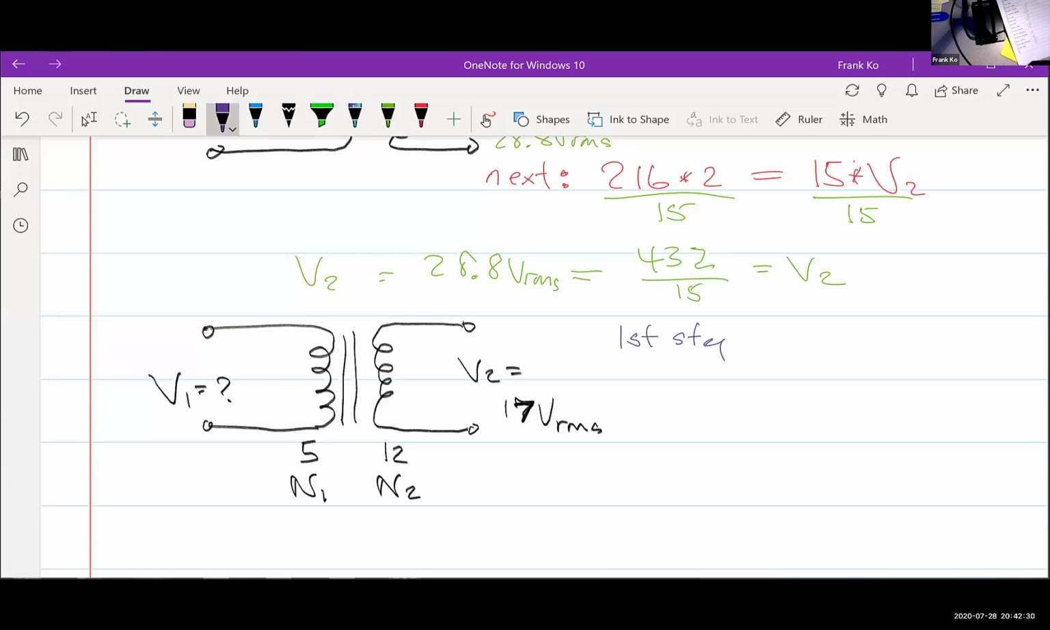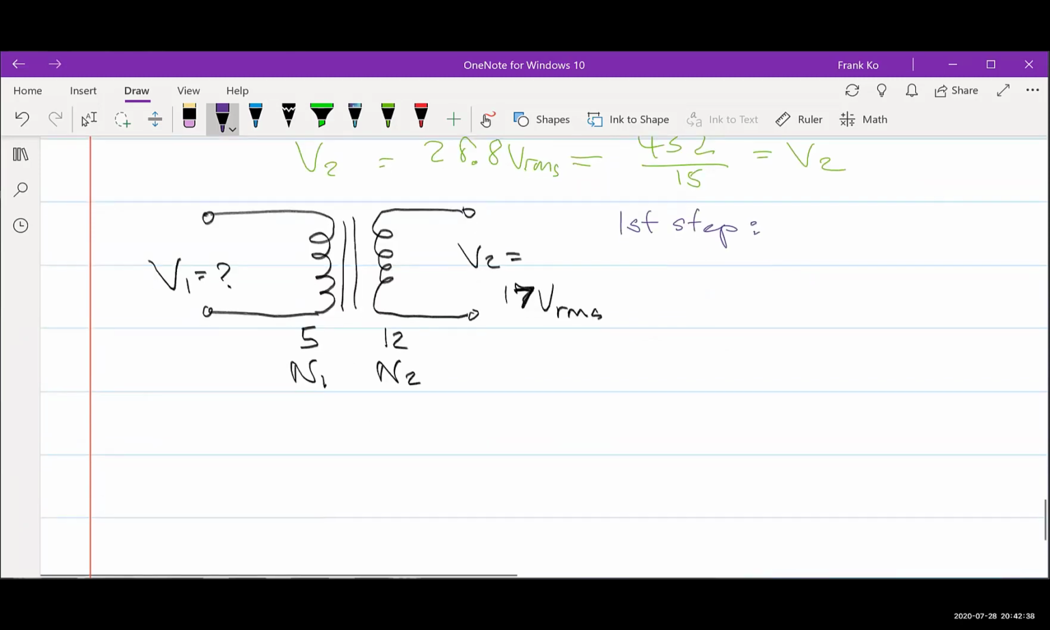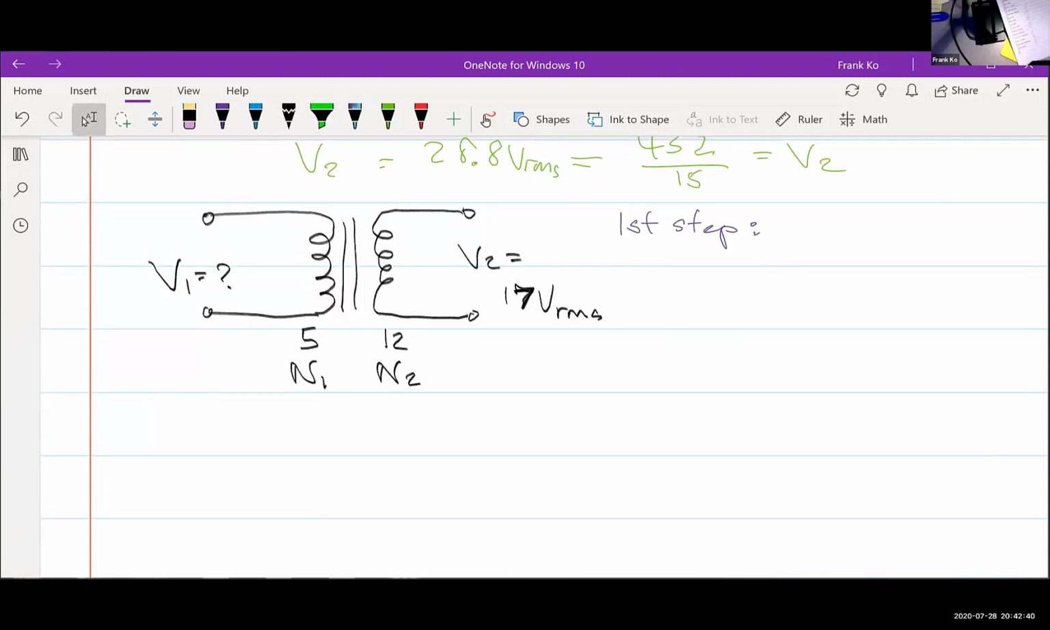First step is to do what? Luis, what should be my first step? Set up your formulas. Okay, we want to set up formulas, so I'm going to write that out. First step is set up formulas. Set up my formulas, all right?